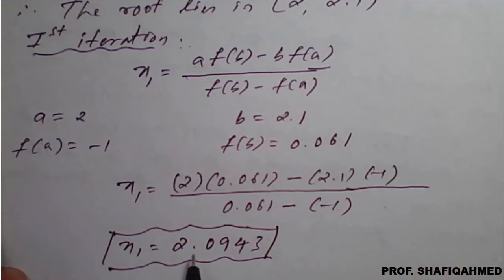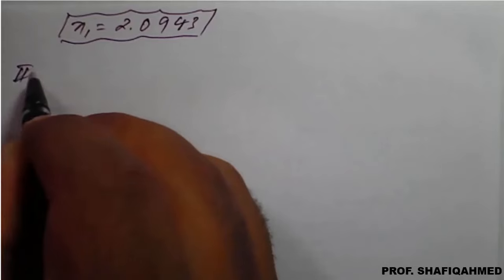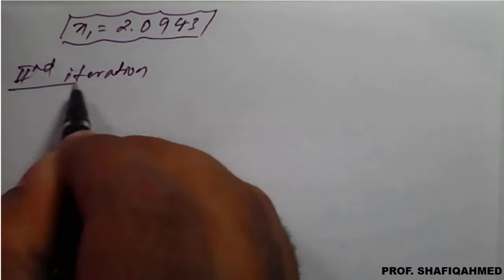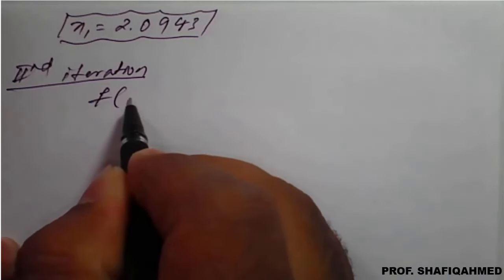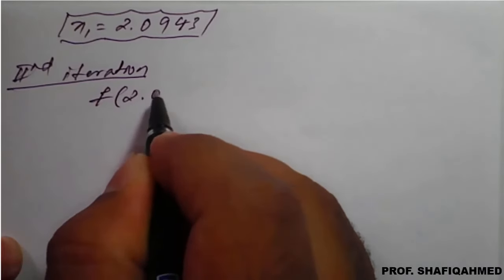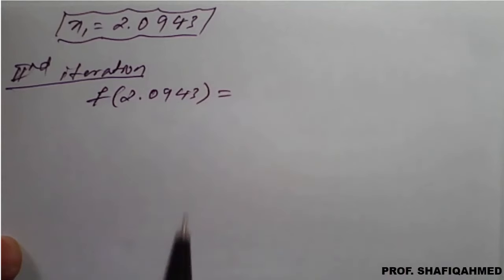Now we need to repeat this process again to get an accurate result. So the next, second iteration. To get the second iteration, we need to find f of x1 value. So the f of x1 value, the fresh value, is 2.0943. So we need to calculate this.